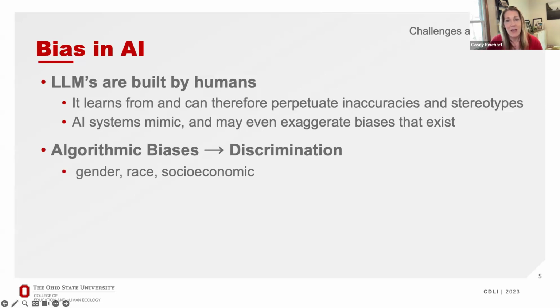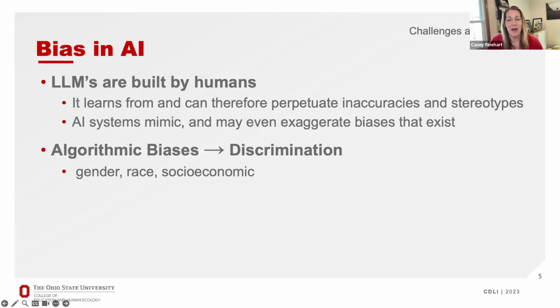For example, if an AI was trained on current news articles or books, it would likely hold gender biases for specific careers. If you're asking it to create a persona for a nurse, it's most likely to spit something back that is based on a woman, assuming that the nurse was female.